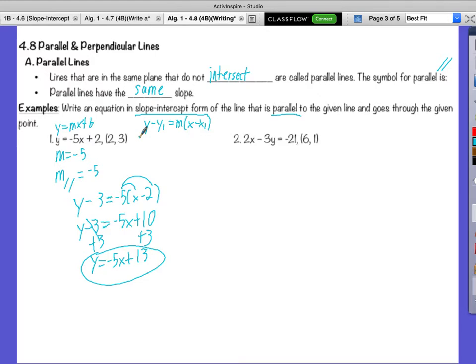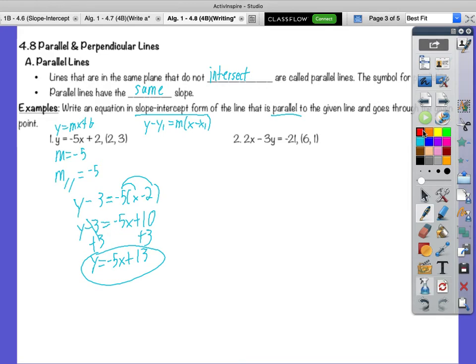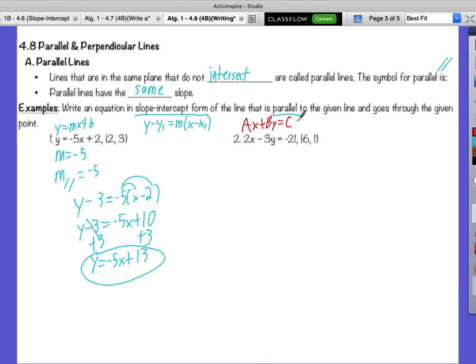Okay? On a problem like number two, what form are we seeing there? We're not seeing slope-intercept form. We're seeing standard form, the one we just learned. Okay? Ax plus By is equal to C, okay? Now, hey, is our slope easily accessible in standard form? Do we know what our slope is right away in standard form?